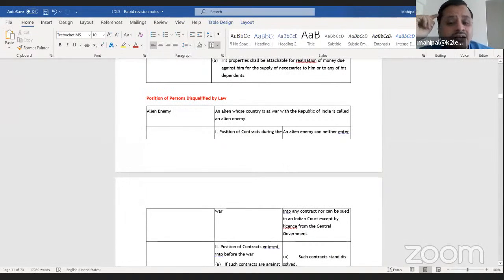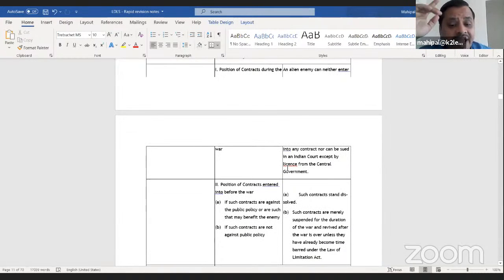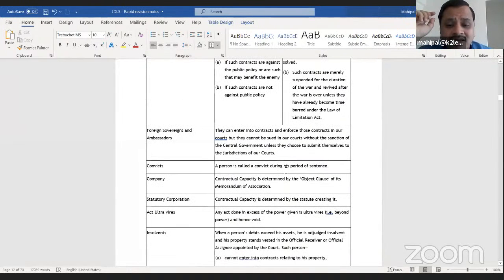An alien whose country is at war with the Republic of India is called an alien enemy. What is the position during war? With the alien enemy, the contract becomes void. If entered before war, then there are two situations. Number one, if it is against public policy, it is absolutely void and dissolved. If it is not against public policy, it can be kept on hold, suspended for a period of time, and after the war ends, it can be continued. Am I clear?